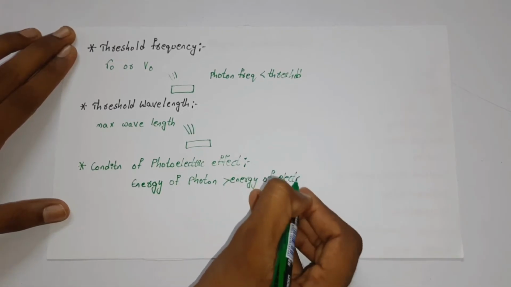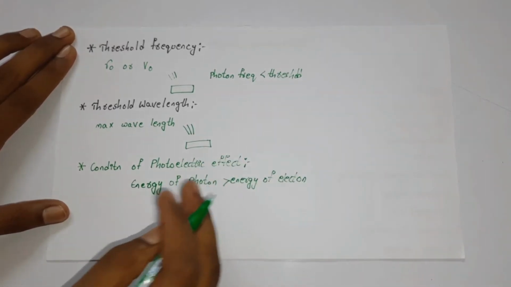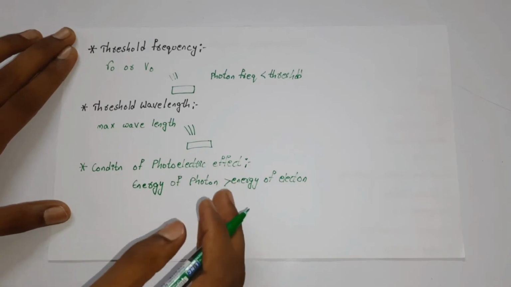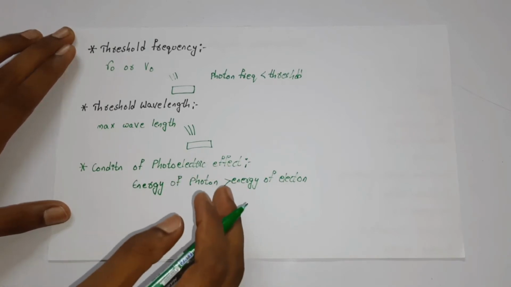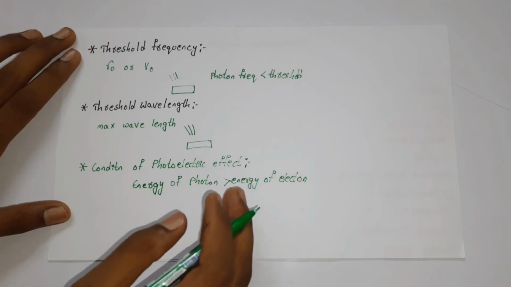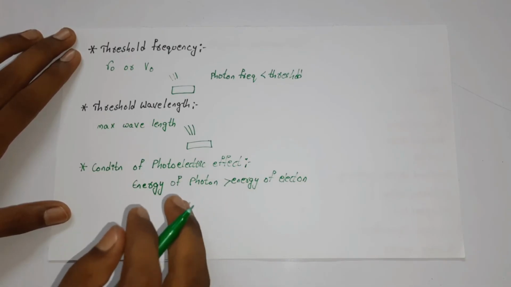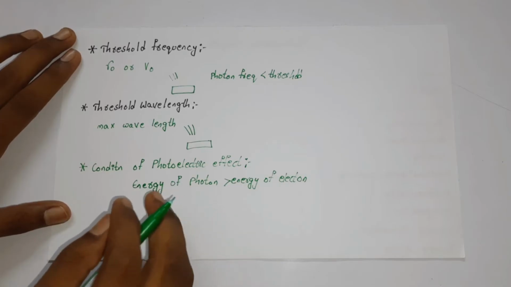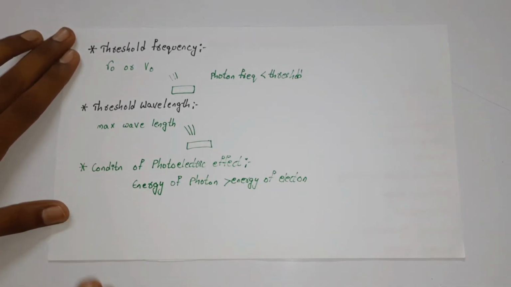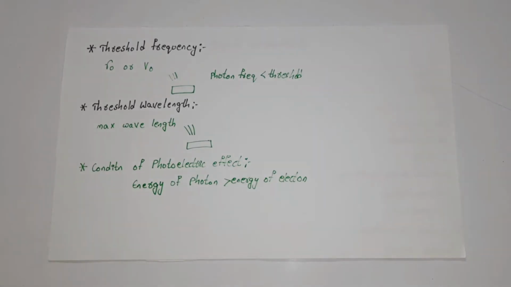So at this condition only, when the energy of the photon is greater than the energy of the electrons present in the metal, the energy will be raised within the electrons to liberate them from the metal surface. So this is the condition for the photoelectric effect. And now let us see what is meant by stopping potential and other concepts.